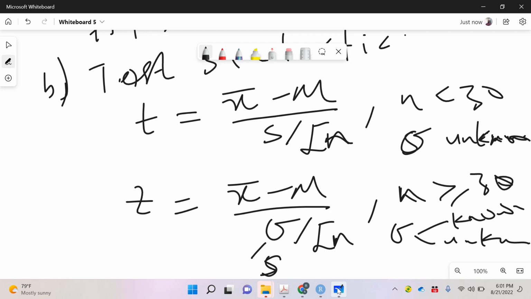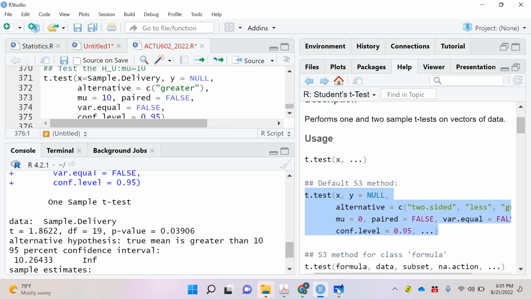So that T is like this: x bar minus mu, which is 10, divided by the standard deviation over root of the number of observations, which is 20. So that's what we have over there, that T. Then degrees of freedom is also n minus 1, right? So you have 19.